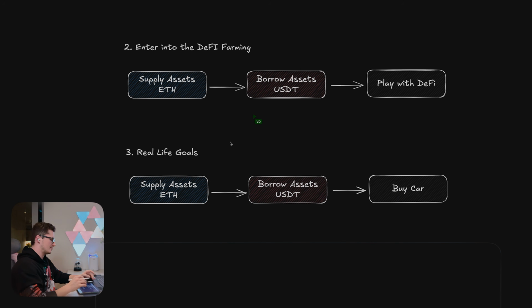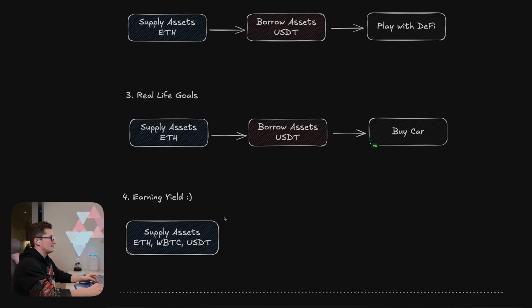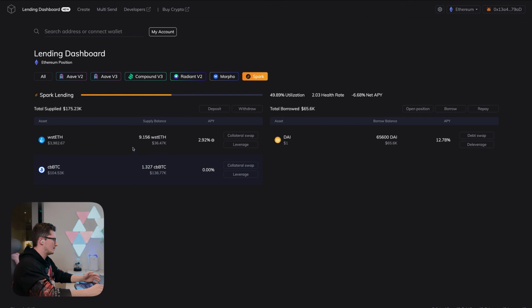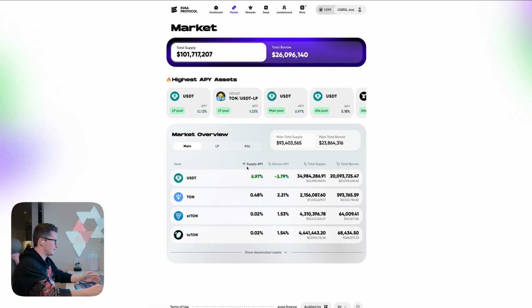Then the real life goals. So that's actually what I told you about the car. You can supply ETH, you can borrow USDT against your collateral, and you can buy a car. That's it. And the final one, you can earn yield by supplying assets. If you go to the same Evaa or Aave, you will see here the supply APY. So, for example, you can supply USDT and you will earn almost 9%. That's how it's going to work.